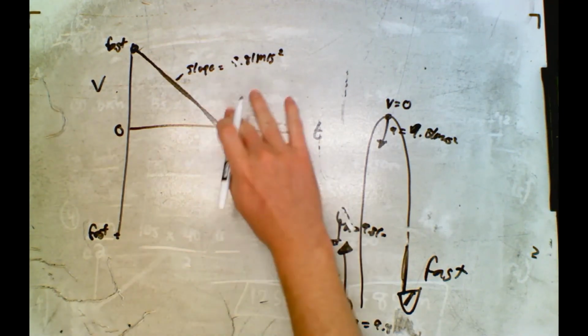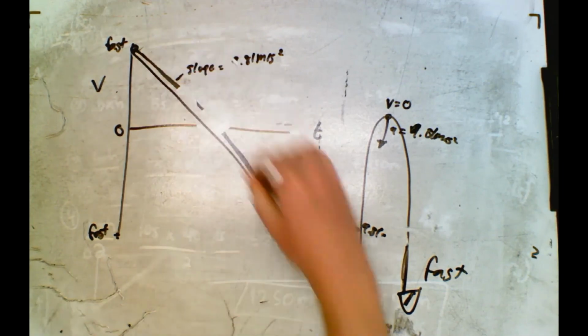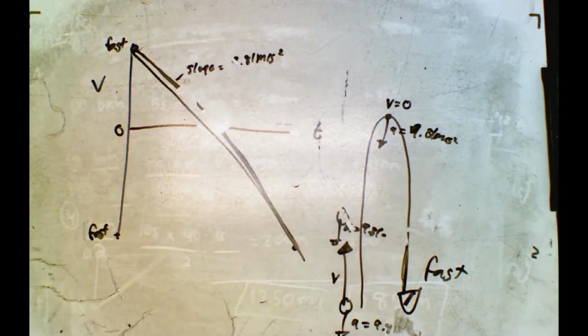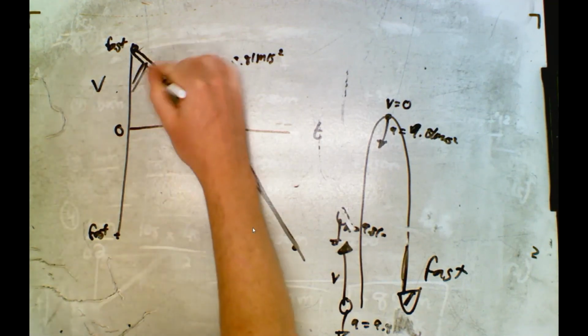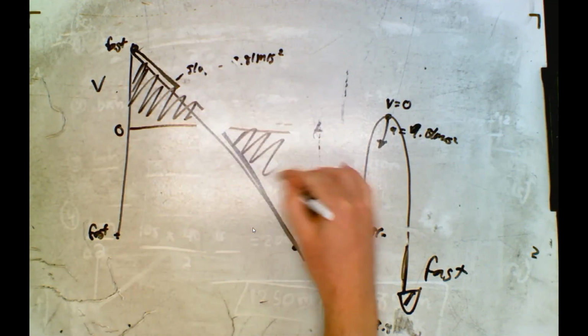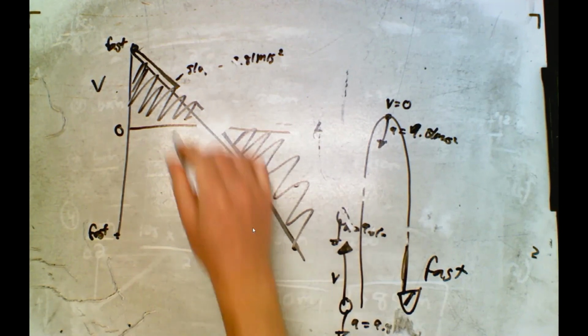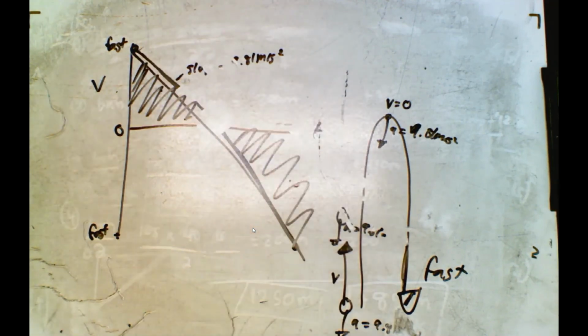It kind of looks curved there. Let me just fix this. There we go. It still looks kind of curved, but it should just be a steady slope because my slope is always 9.81. That's my acceleration. I go from fast to stopped to fast. And if I wanted to find my displacement, I would find this area, and I'd find this area, and my displacement is 0 because this area should equal this area.